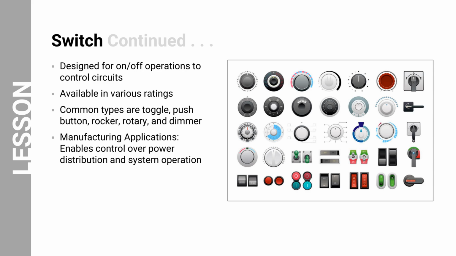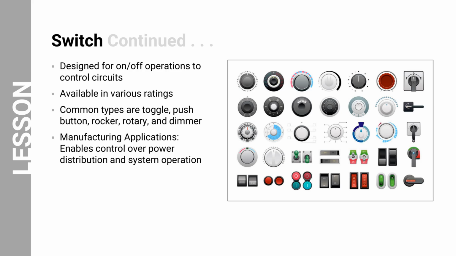Toggle switches are operated by a lever that toggles between positions to open or close the circuit. Push-button switches are activated by pressing a button to control the flow of electricity. Rocker switches are switches with a rocking motion to open or close a circuit, often used in household appliances.